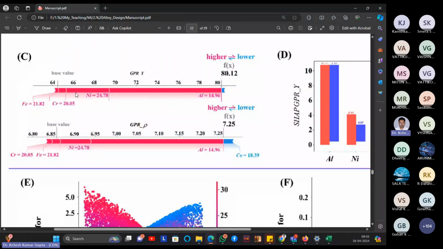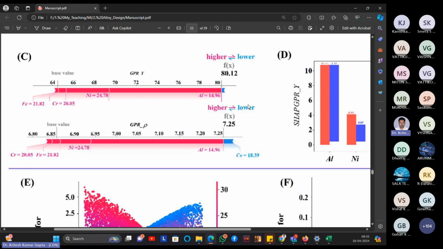So how are individual features influencing this? Means what are the different features? So aluminum has a very high positive concentration, right? 14.96 is the aluminum concentration. Nickel concentration is 24.78, chromium concentration is 80.25, and ferrous concentration is 21.82. Same is evident over here also. Cobalt is 18.39. But this higher and lower actually tells you what is happening. Aluminium, nickel, chromium, and ferrous have higher influence on the Young's modulus, whereas cobalt is not having much influence.